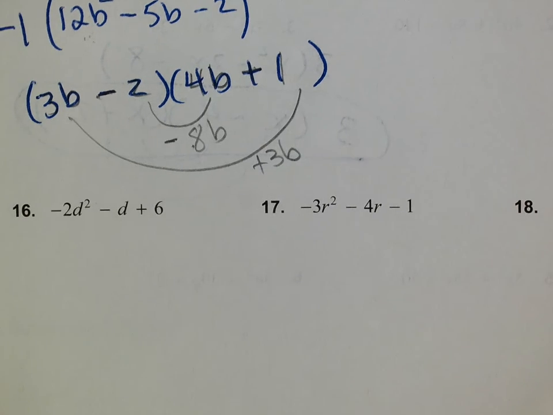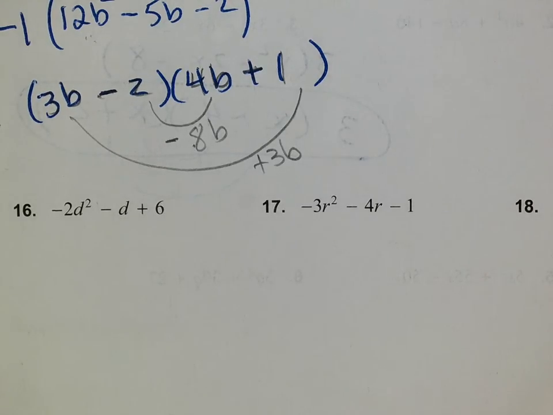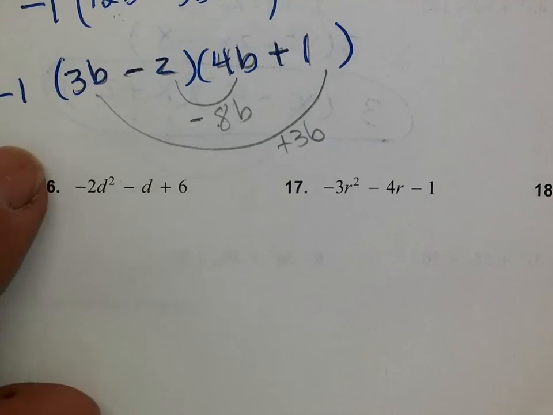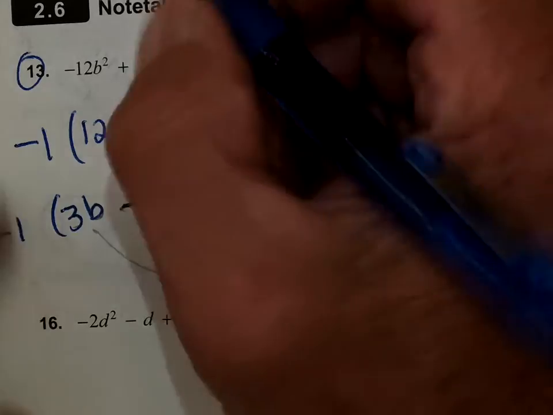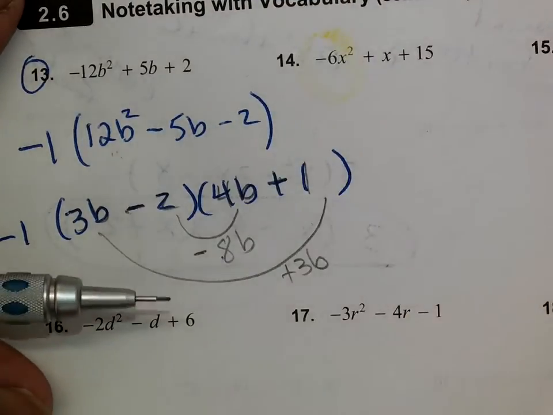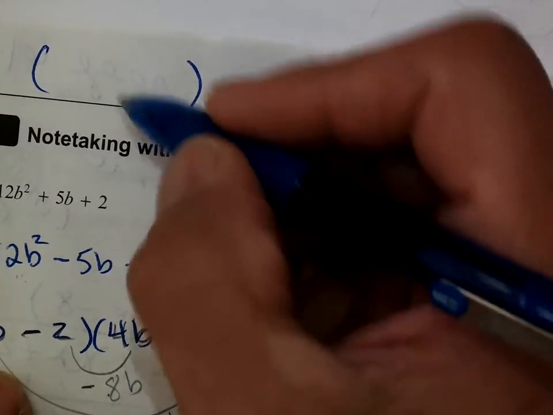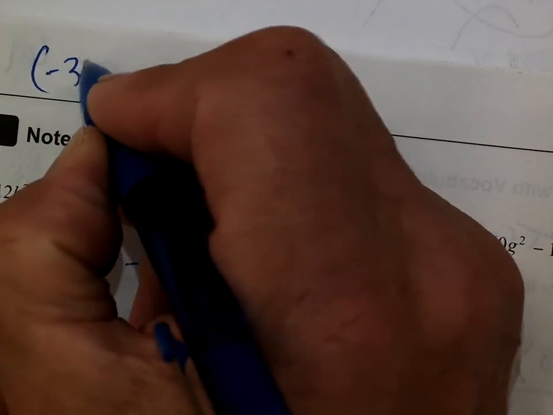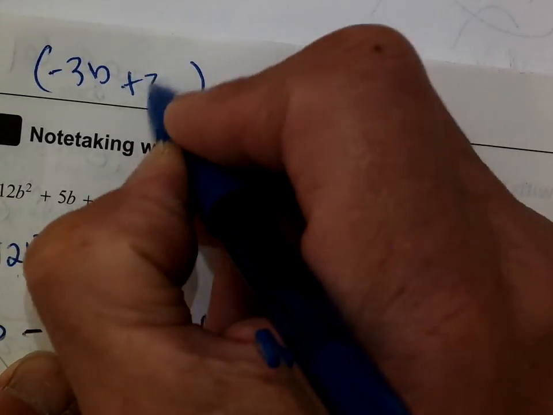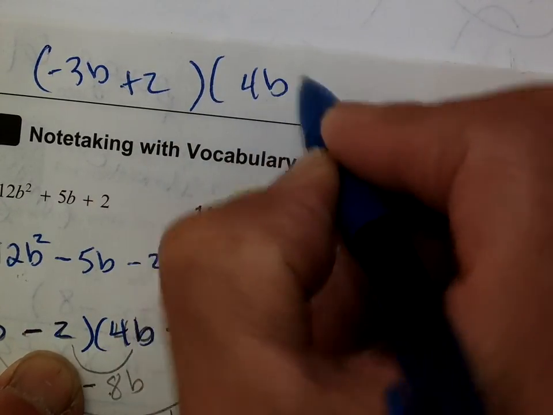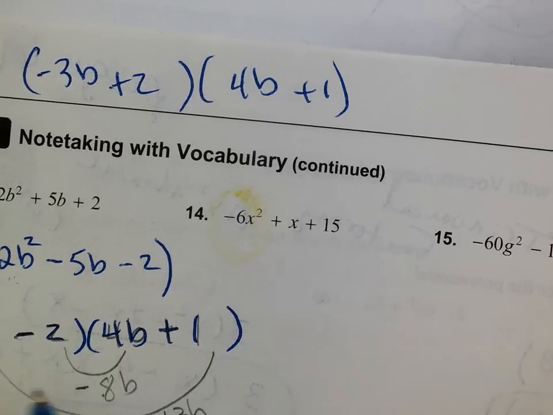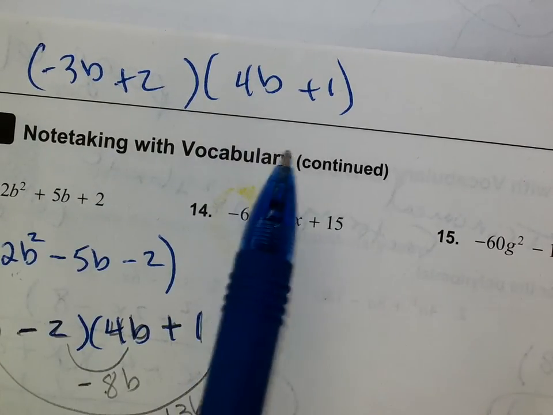No, great question. Isabella asked a really good question because another way to have factored this, Isabella, it also could have been, you ready? I'll put it up here. Hold on, let me get my camera so you can see this, okay? You could have factored this as a -3b plus 2 times a 4b plus 1, okay? I could have left the negative in there, okay?